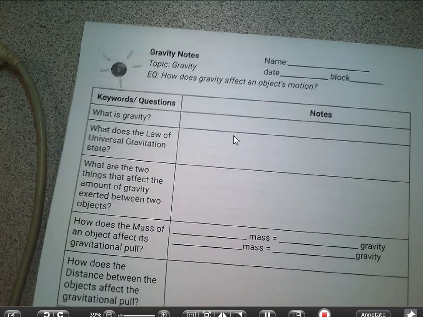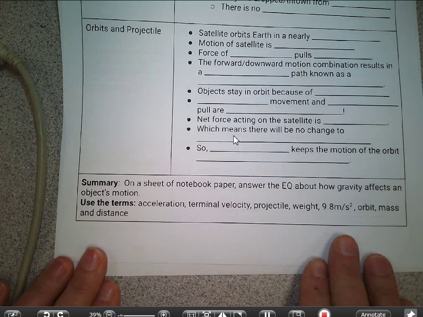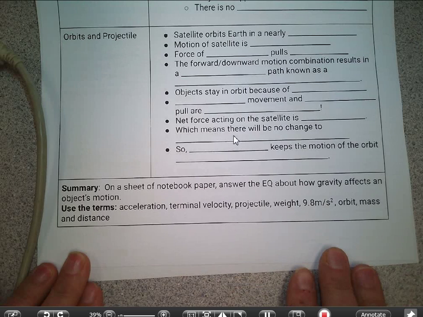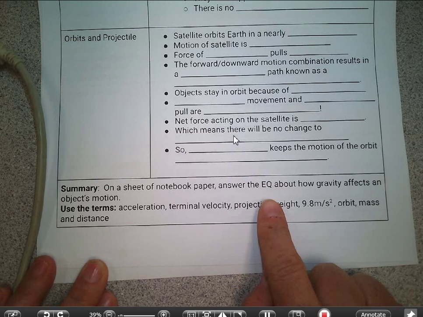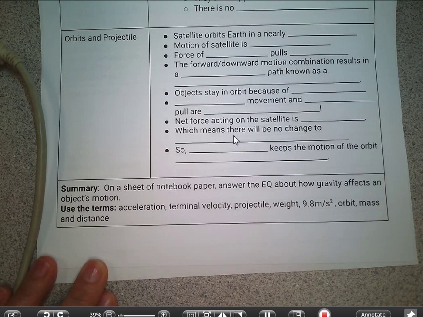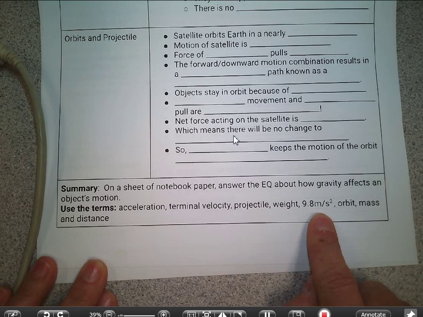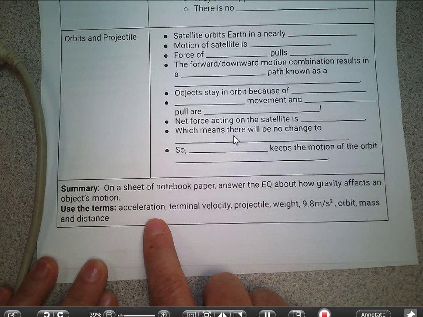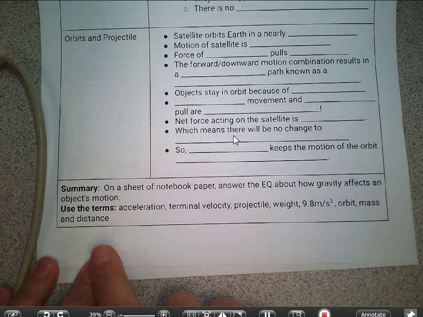At the very bottom, it asks you for your summary, and just like I normally do, I ask you to summarize your EQ. And our EQ says how gravity affects an object's motion. So you're going to use these terms: acceleration, terminal velocity, projectile, weight, 9.8 meters per second squared. That is a term I want you to use. Orbit, mass, and distance. I think there's nine terms that you need to use in your summary.